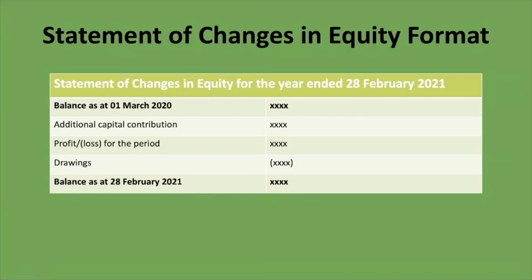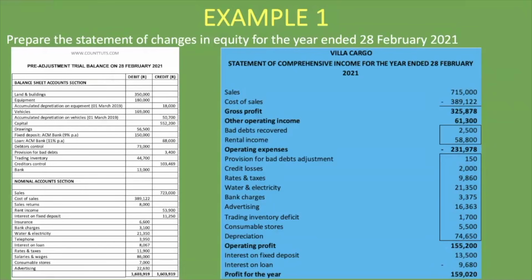Now, how do you complete it when you are asked in a question? Well, here's a simple example. We are asked here to prepare the statement of changes in equity for the year ended 28 February 2021. Now, we're not going to go into great detail in doing the completion of the statement of changes in equity, but I just want to highlight what to look for when you are putting in your figures. Now, you might be given the pre-adjustment trial balance on the 28th of February 2020, as well as the statement of comprehensive income, or you may be required to complete the statement of comprehensive income.